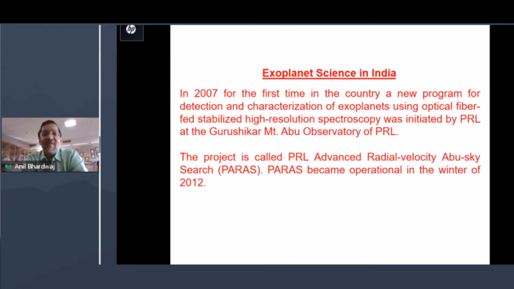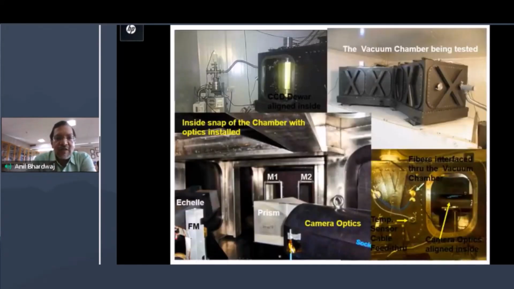So in PRL, we started a program to detect and characterize these exoplanets. And there was a special instrument which was developed, called the PRL Advanced Radial Velocity Abu Sky Search, or PARAS instrument. This is a unique instrument developed in India. This is the only such experiment in India which can detect exoplanets. Okay, so this program started in 2007, and this experiment was developed in 5 years, in 2012. And this is how it looks.